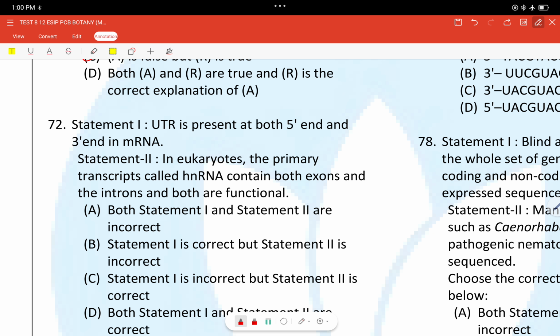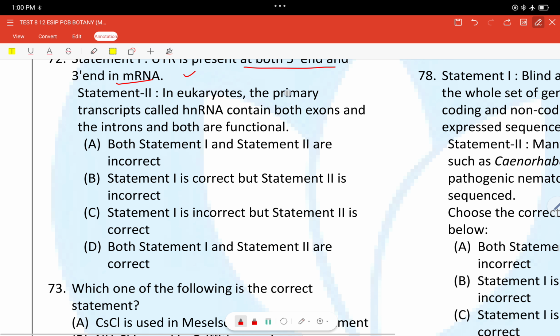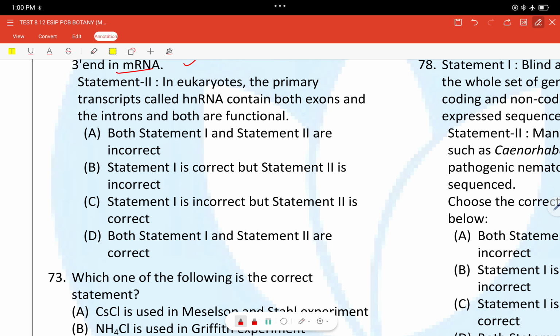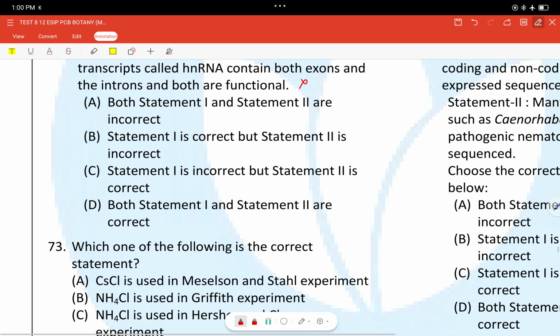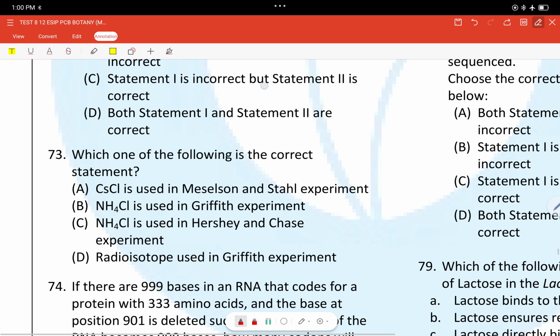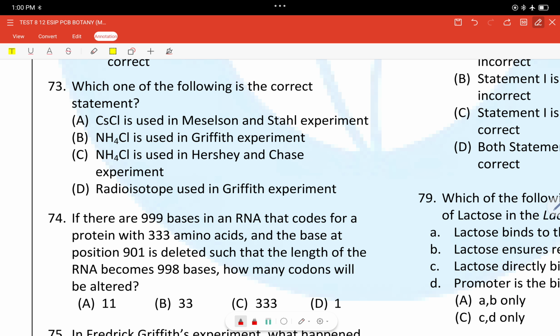UTR, untranslated region, is present in both 5' and 3' end in the mRNA. This is correct. In eukaryotes, the primary transcript called hnRNA contain both exons and introns, and both are functional. Both exons and introns are not functional. So statement 1 is correct, but 2 is incorrect. Which one of the following is the correct statement?